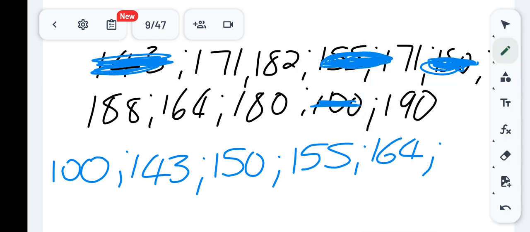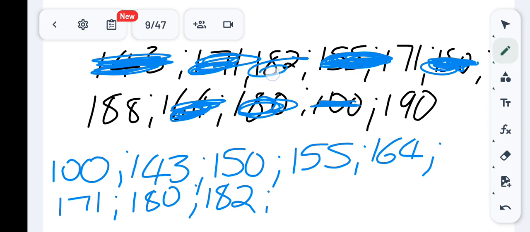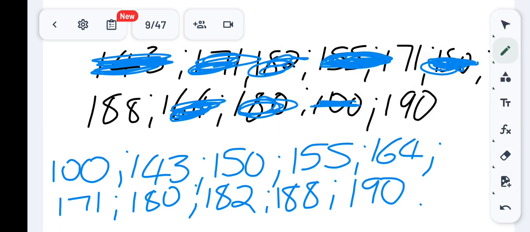So we have 164, and then 171, and then 180, and then 182, and then 188, and then lastly the maximum value of 190. So this is now arranged in ascending order.